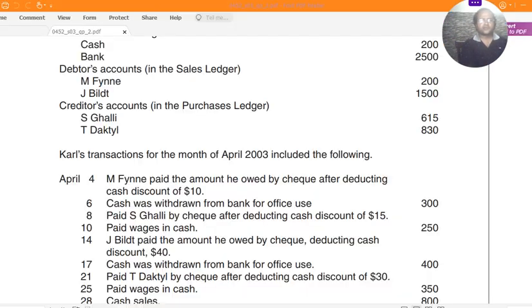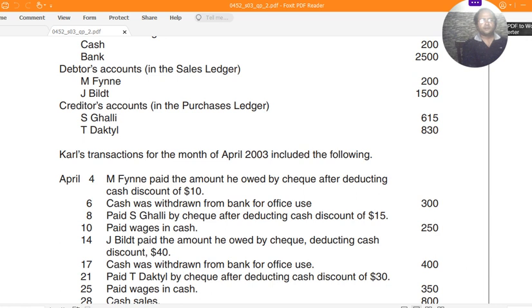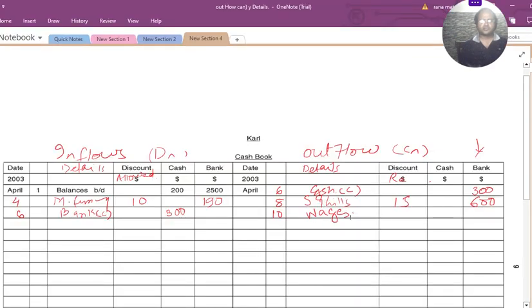The next part of the question is: paid wages in cash on the 10th. It means the company pays wages, so its cash decreases. When cash decreases, we record it on the credit side, due to wages. The amount is 250.